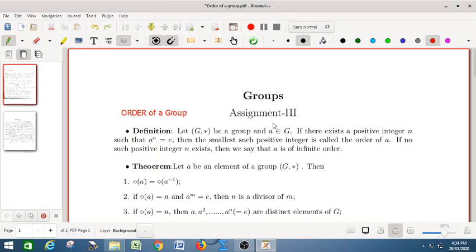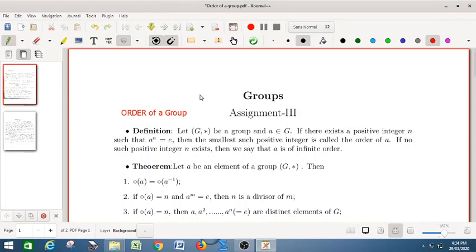Let (G, *) be a group and a belongs to G. If there exists a positive integer n such that a to the power n is equal to e, where e is the identity element in the group, then the smallest such positive integer is called the order of a. Emphasize on the order of a. If no such positive integer exists, then we say that a is of infinite order.